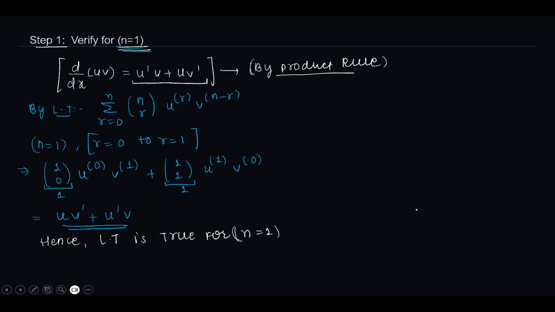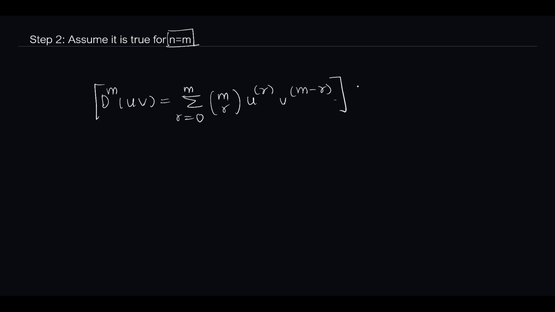So this was our step number 1. Now step number 2 says that assume it is true for n equals m. So substituting the value of n as m, we can directly write d^m of uv is equal to summation r 0 to m, m choose r, u power r, v power m minus r, and we are assuming that it is true for n equals m.